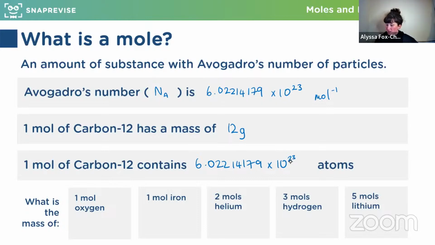So, quick bit of maths, and I'm going to whiz through it because we are a little bit behind time now. What's the mass of 1 mole of oxygen, 1 mole of iron, 2 moles of helium, 3 moles of hydrogen, and 5 moles of lithium? Can you have a go at working that out? I'm going to give you 10 seconds or so just to have a go at doing that, whilst I double check that we're all okay. I think we are. Yeah, okay, good.